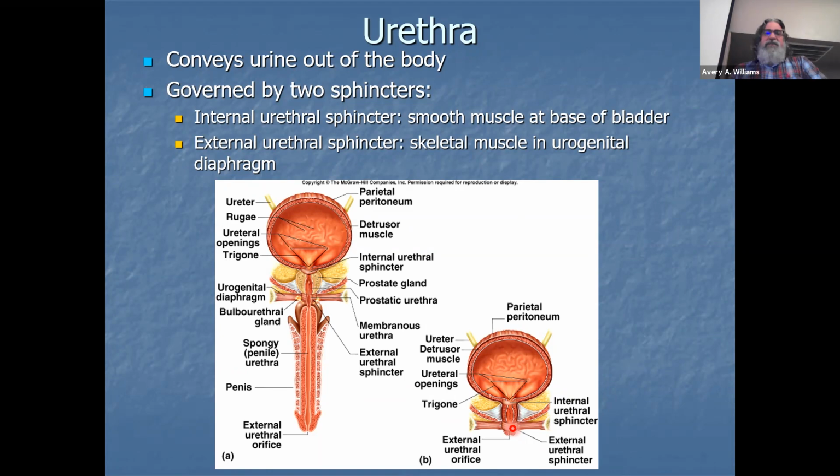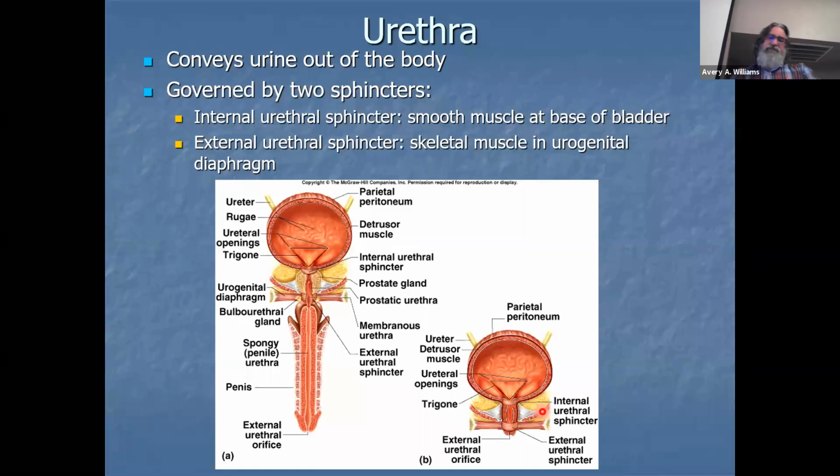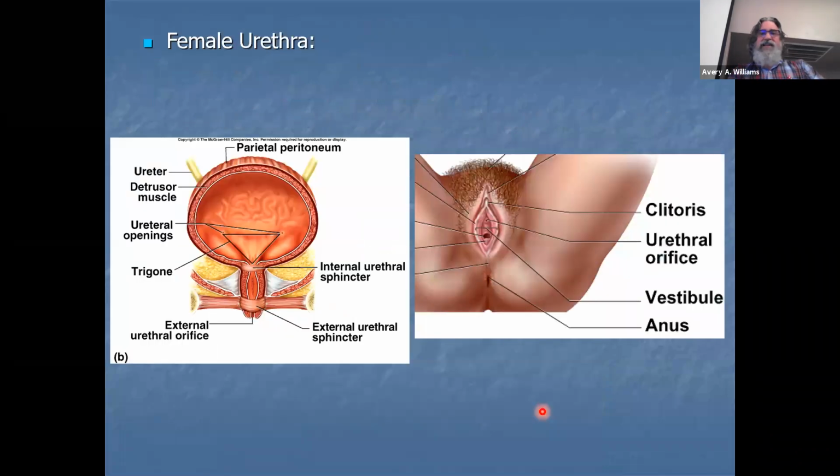Anyway, standing in line somewhere. Well, if it's not a good time to pee, you can override that. You can stop the flow. This is skeletal muscle here and here, and you can hold it for as long as you can. Anyway, that's that. Let me finish.